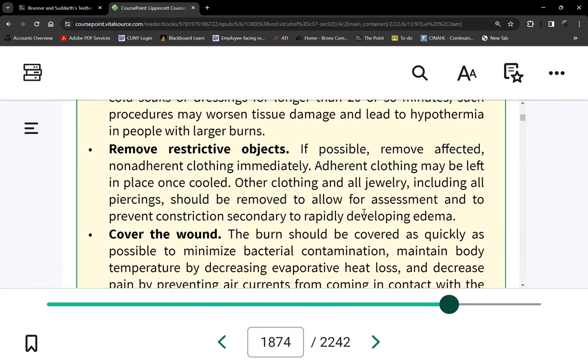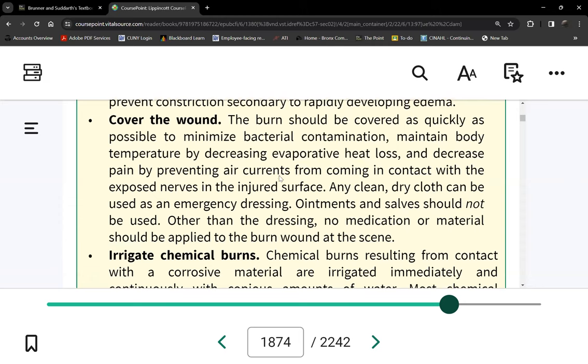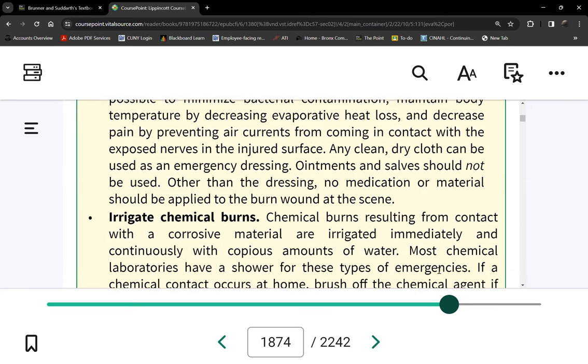Remove any restrictive objects. So before the burn causes edema, remove anything constrictive, okay, like rings, for instance, or watches, those bracelets that you have, you know, those cancer walk rubber bracelets, because they will start to constrict the limbs, or necklaces also, okay, like chokers especially. So they'll become tourniquets. Cover the wound. Hopefully, if you have something clean or sterile, would be nice. But whatever you have, cover it with a clean object. Again, do not use ice. Okay?